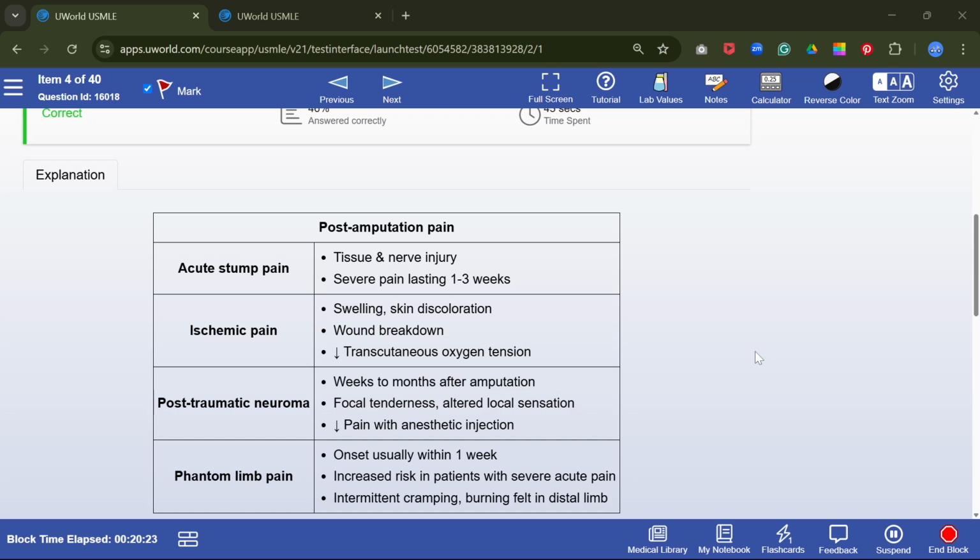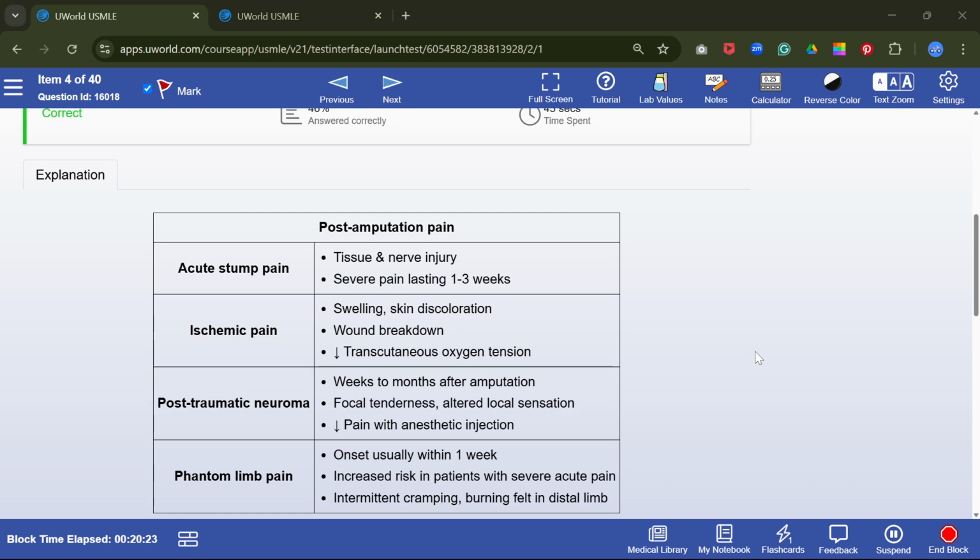In post-traumatic neuroma, it happens weeks to months after amputation. There is focal tenderness and altered local sensation, and decreased pain with anesthetic injection. But in phantom limb pain, onset is usually within 1 week. There is increased risk in patients with severe acute pain, and cramping, burning pain is felt in the distal limb.